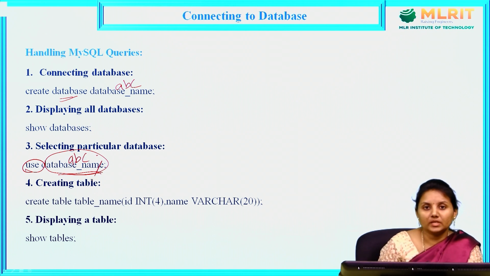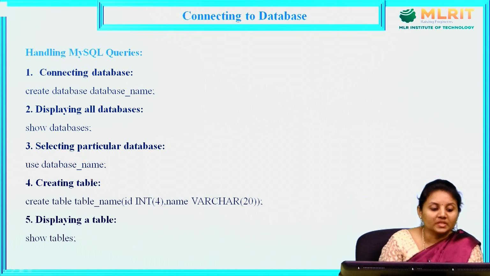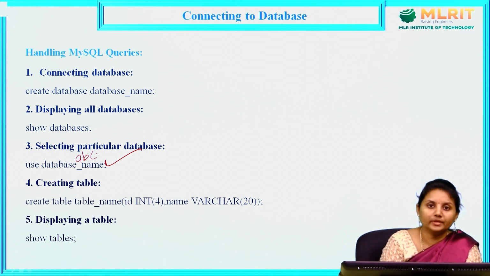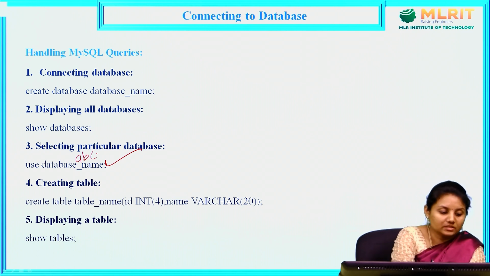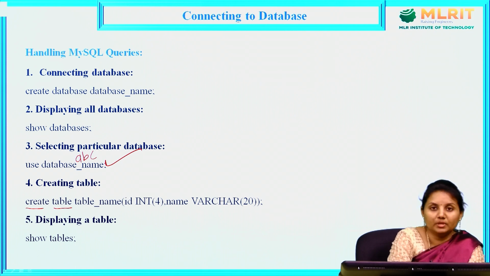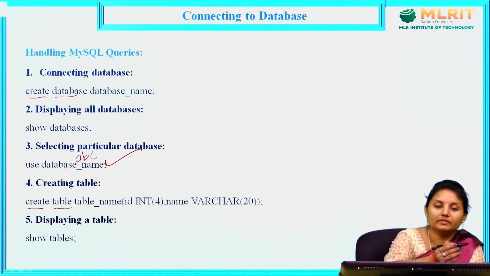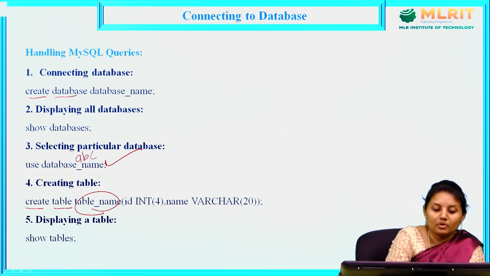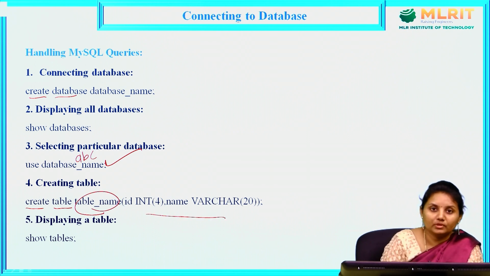Thereafter, whatever the tables that you are creating will be stored inside what? ABC database. Then creating a table. So you have used this database name, say ABC, and here now you wanted to create a table. So how to create a table in MySQL? Just give create table. Here for create database we have given create database. Here create table, table name. So what are the values that you have to pass for the table name? So what are the fields that you wanted to create?